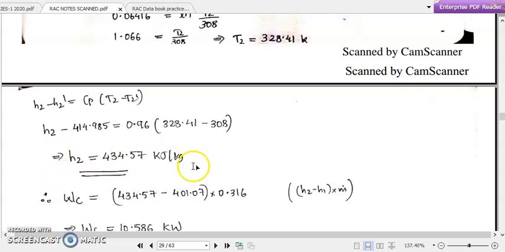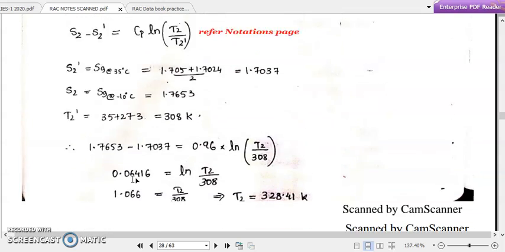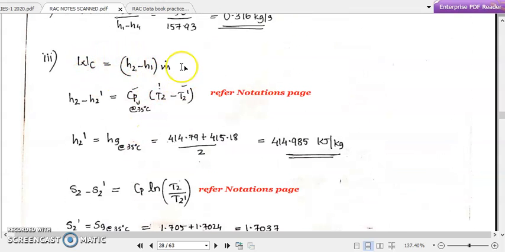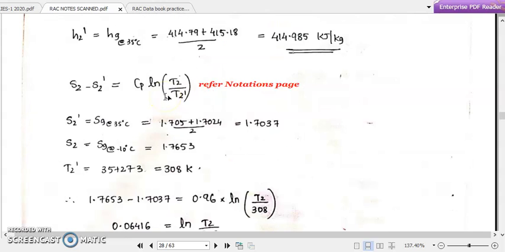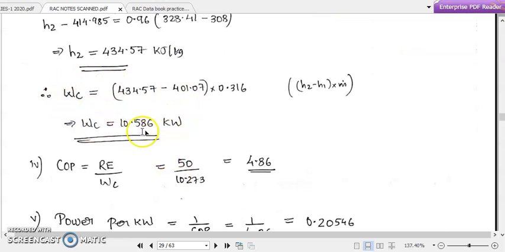Now that we have found H2, what is the remaining process? Why did we find H2? Because we need it to find the work done by the compressor. Work done by compressor is m dot into H2 minus H1. The H1 value we have already found in the first part of this problem, and the H2 value we have found now. By substituting H2, H1 and m dot, which we have already found as 0.316 kilogram per second, we can calculate the work done by the compressor, or power requirement of the compressor, as 10.586 kilowatt. If you have doubt with this unit, you can write the various units of the H values and m dot, and then you can easily find the final value will be in kilowatt.